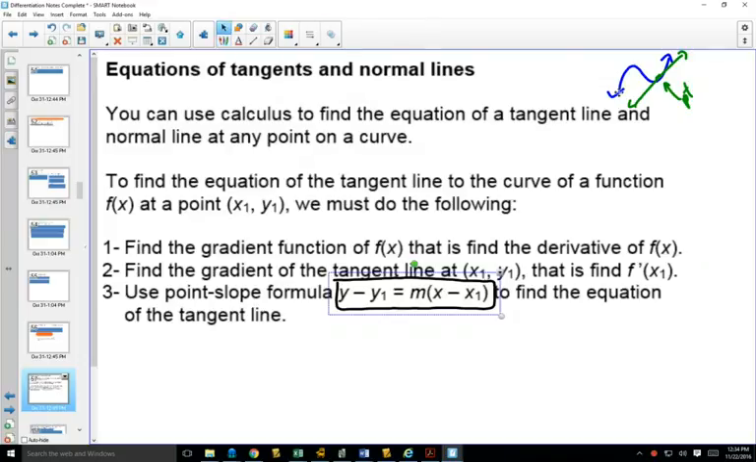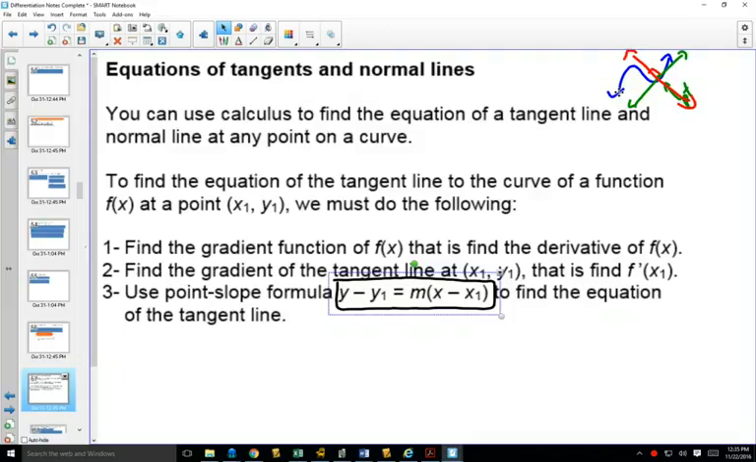Now, that green line is called a tangent line. A normal line is the line at 90 degrees to the tangent. So we're going to find equations of tangent lines and equations of normal lines in this next section. So how do we do that? Well, you find your derivative, and that's going to give you all of your slopes.